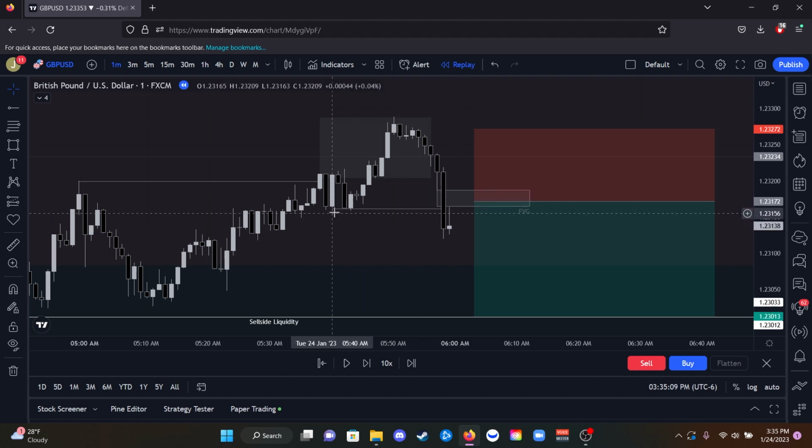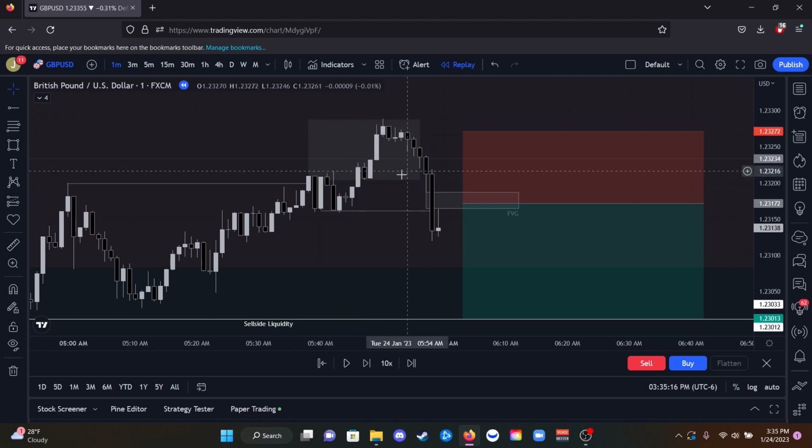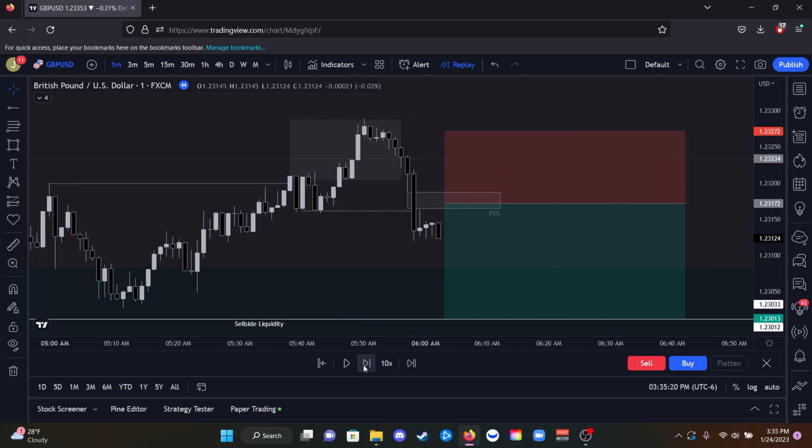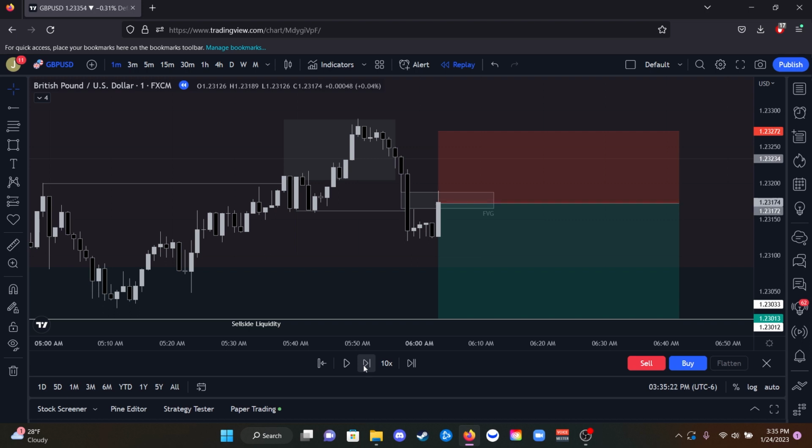As we can see, the market structure shifted, indicating that we are bearish now, and after buy side liquidity was taken, price was tapped into our fair value gap, and so we are in a short position.